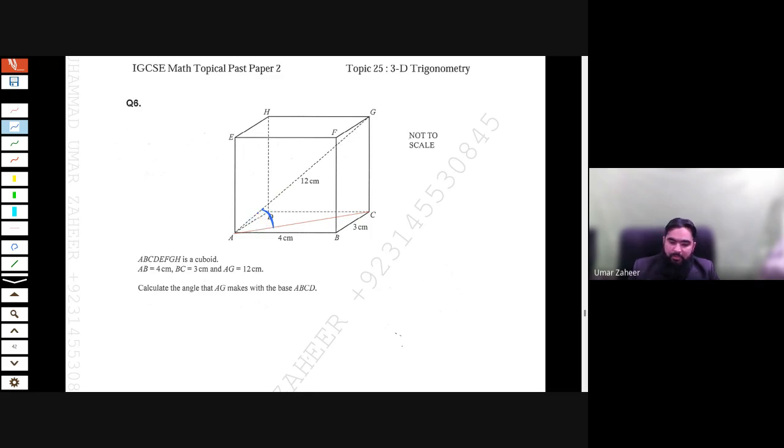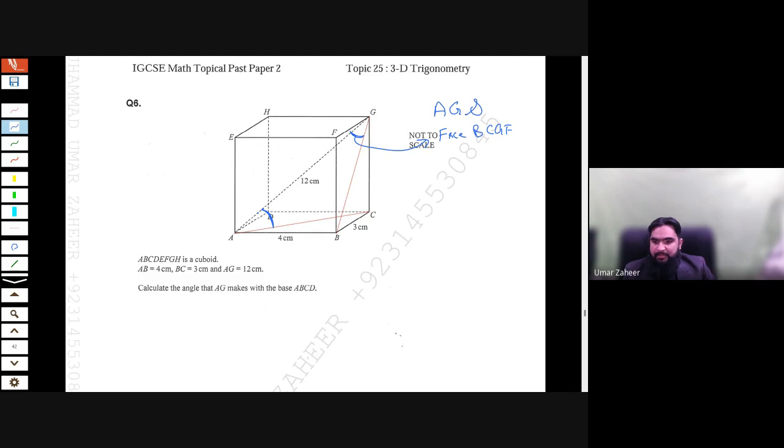If you want to find the angle between any face, you need to make an exact line. For example, if you need to make the angle between AG and face BCGF, you need to make the exact line at the mid. So this is the angle that is going to be between AG and the face BCGF. All right.